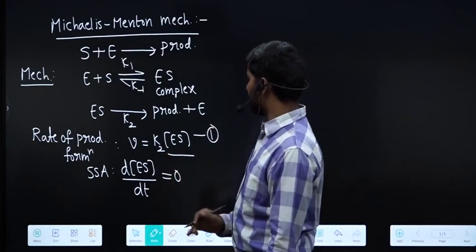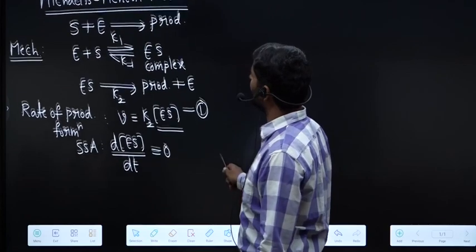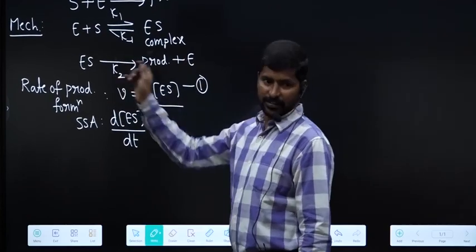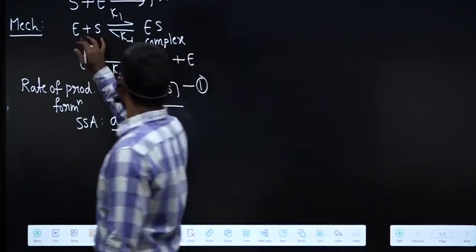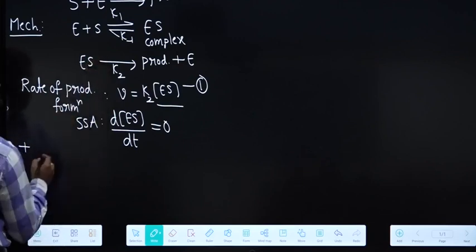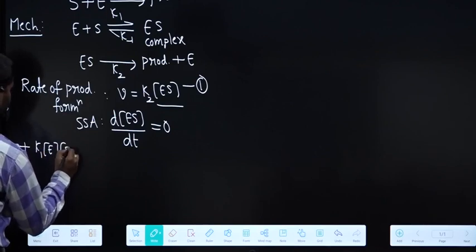In which steps is ES involved, in the forward reaction or the backward reaction? Yes, in the forward reaction ES is forming. In the backward reaction, ES is consuming. In the second step also ES is consuming. So which sign will we get for forming? Plus sign. The rate of formation is K1 into E into S.